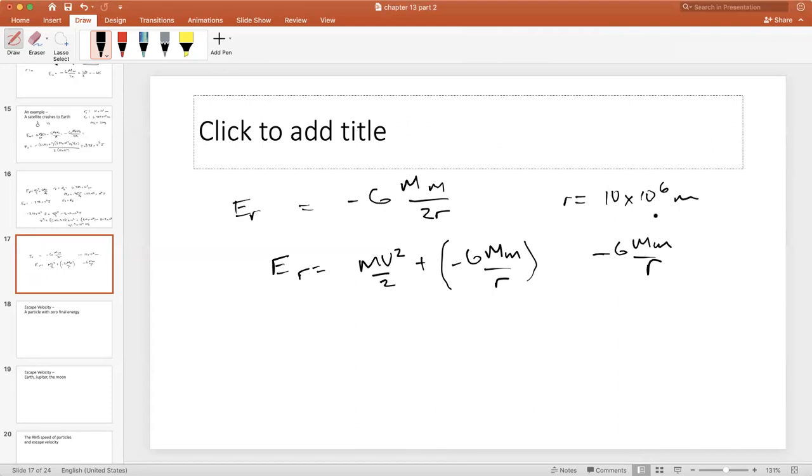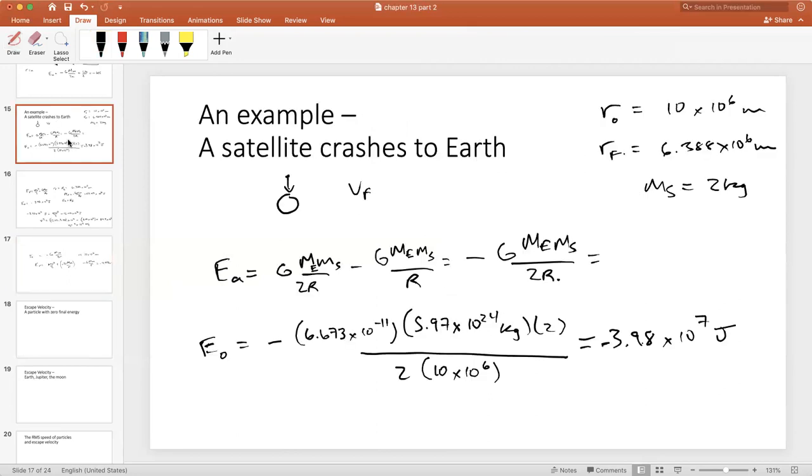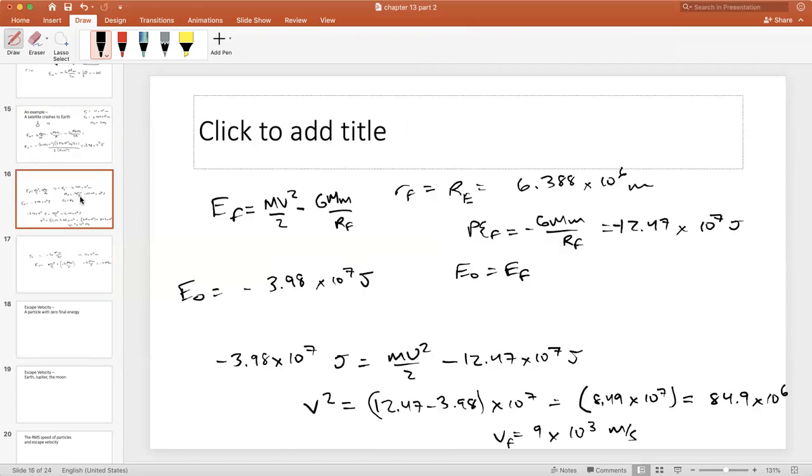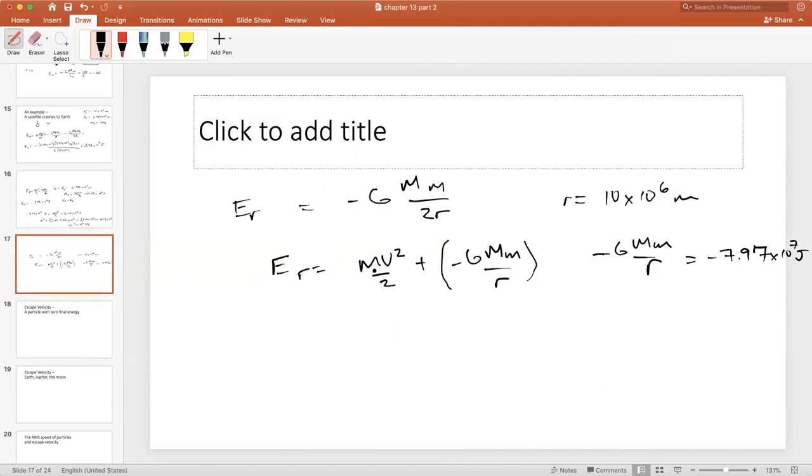This is minus 7.97 times 10 to the 7th joules. What did we get before? That it was only 3.8. So we could figure that out right now. But that is our potential energy. This is 7.97 times 10 to the 7th joules. We know that our total energy from back here was negative 3.98.